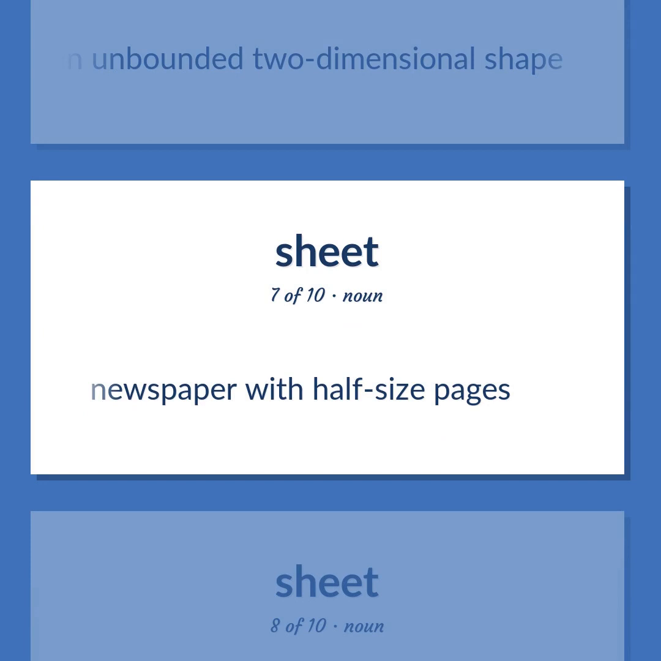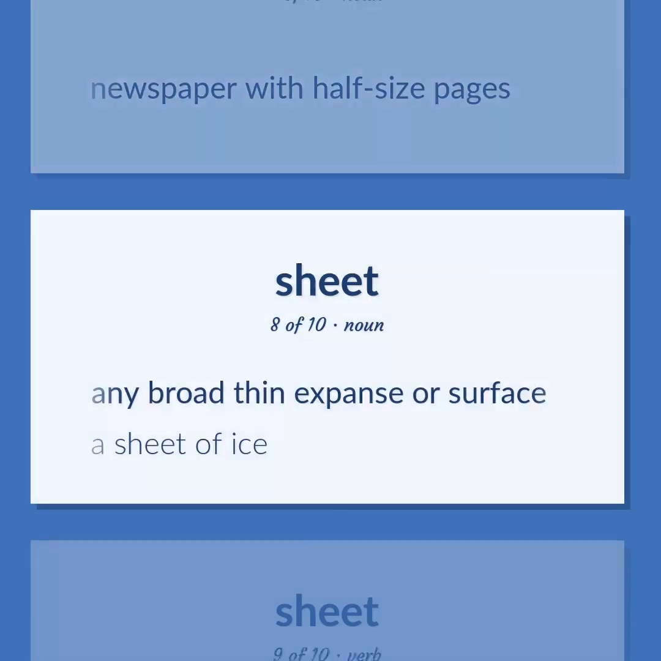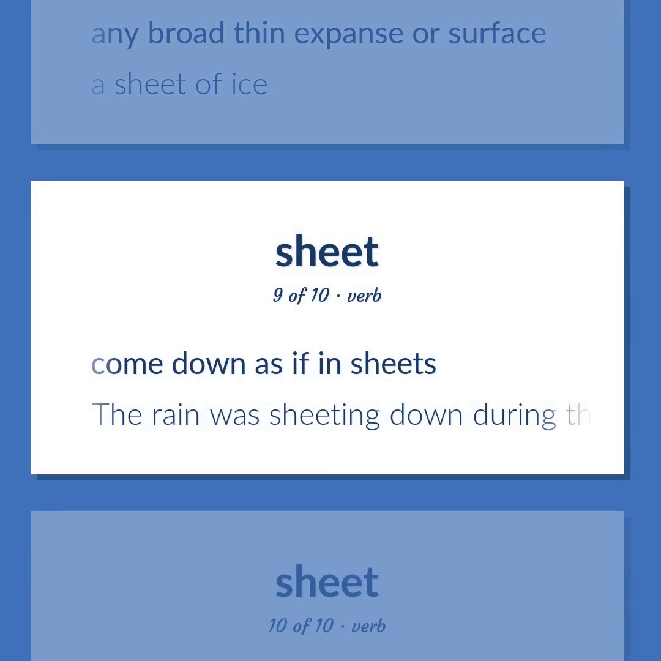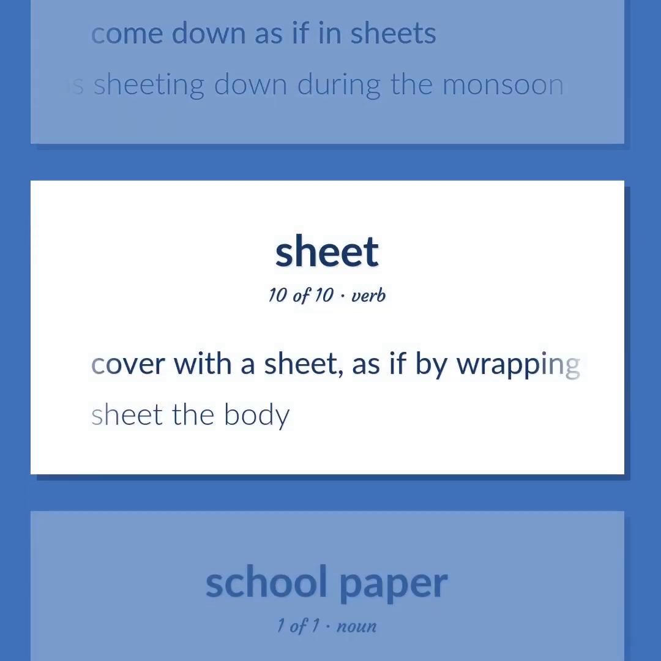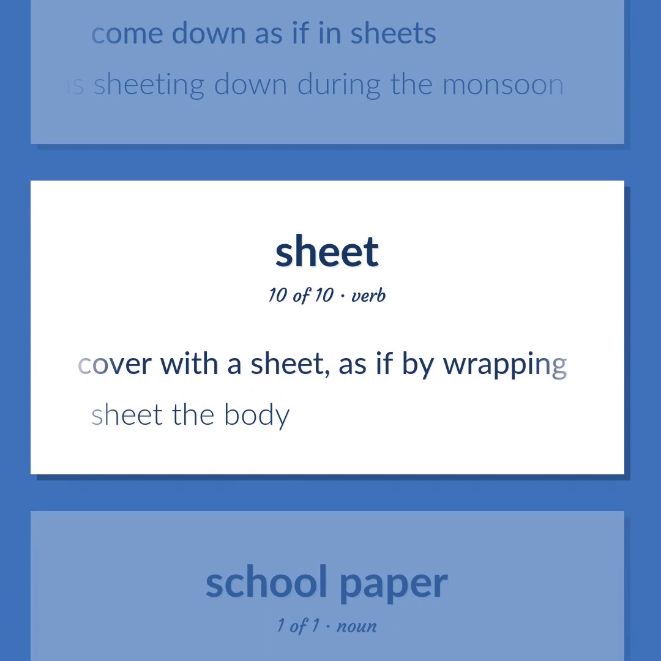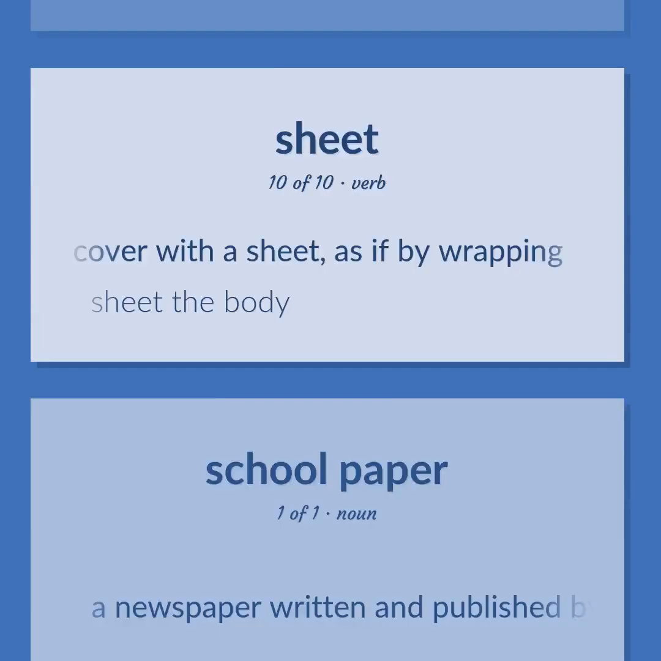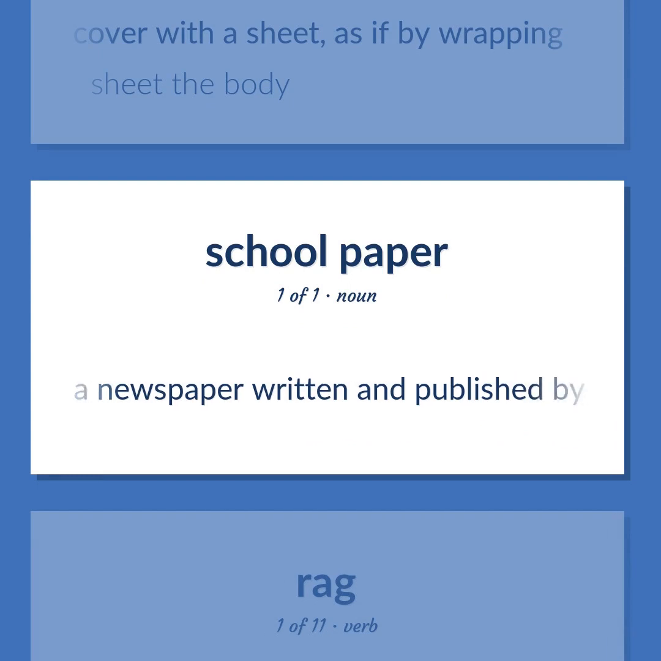Newspaper with half-size pages. Any broad thin expanse or surface. A sheet of ice. Come down as if in sheets. The rain was sheeting down during the monsoon. Cover with a sheet, as if by wrapping. Sheet the body. A newspaper written and published by students in a school.